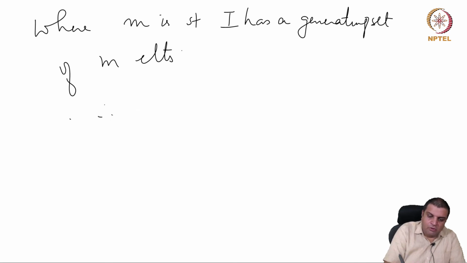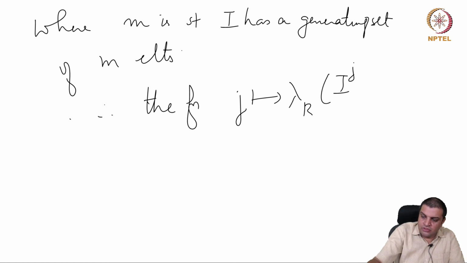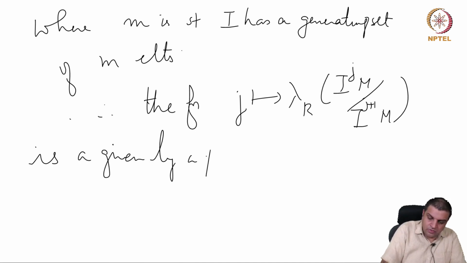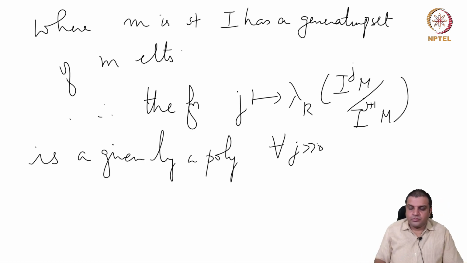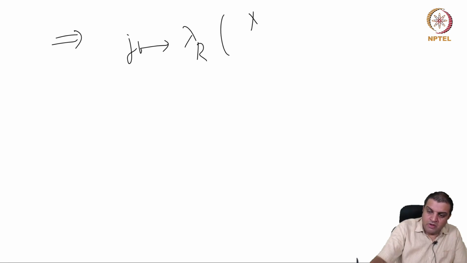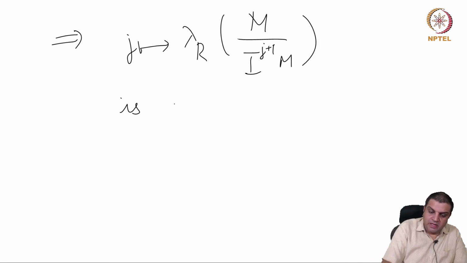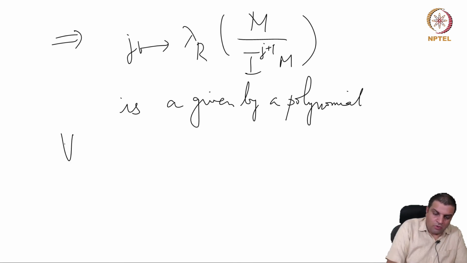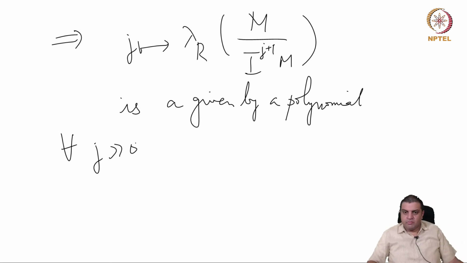So maybe I should just write, therefore, the function j going to length over R of I^j M mod I^(j+1) M is given by a polynomial for all sufficiently large j, which now implies that the function j goes to the length over R, or R mod I, it's the same, of M mod I^(j+1) M is given by a polynomial for all sufficiently large j. Okay. So this is the end of this proof.